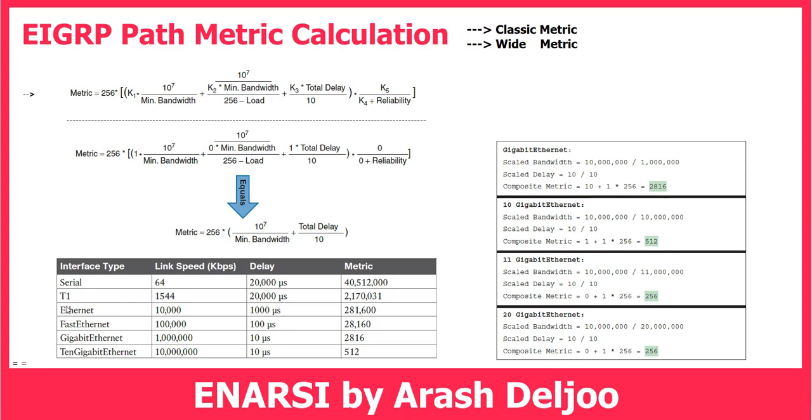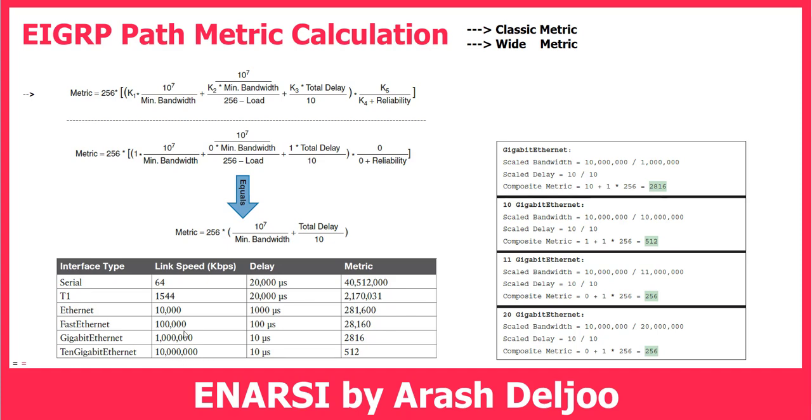You have seen it. Also, we have the Ethernet interface. Ethernet means 10 megabit per second or 10,000 kilobit per second. Fast Ethernet, 100,000 kilobit per second. Gigabit Ethernet, 1 million kilobit per second, which means 1 gigabit per second. 1 million kilobit means 1 gigabit per second. Also, 10 gigabit Ethernet means 10 gigabit per second.